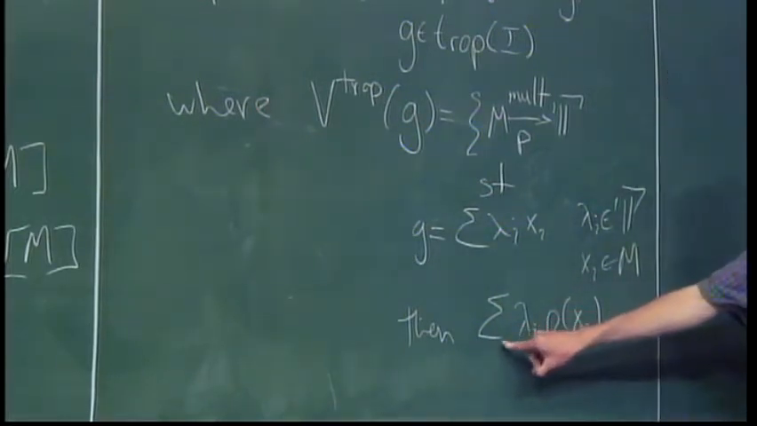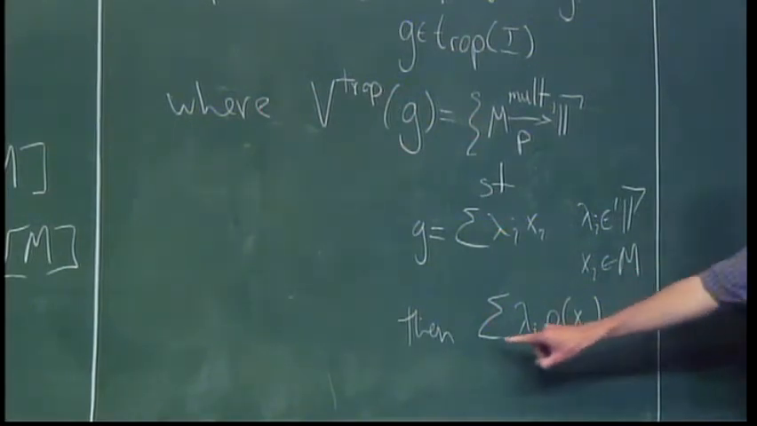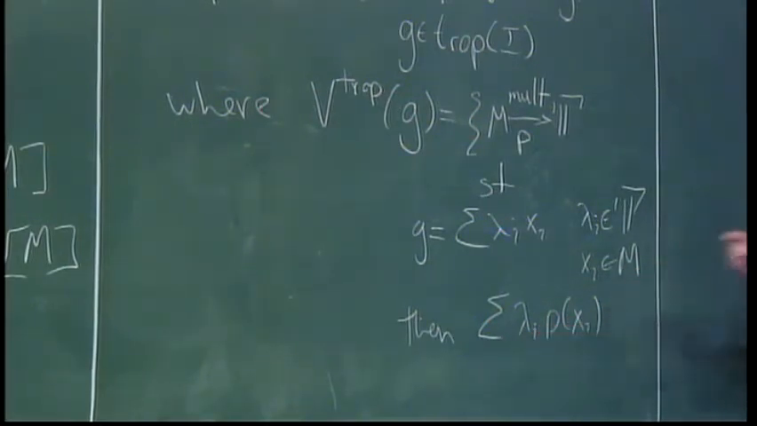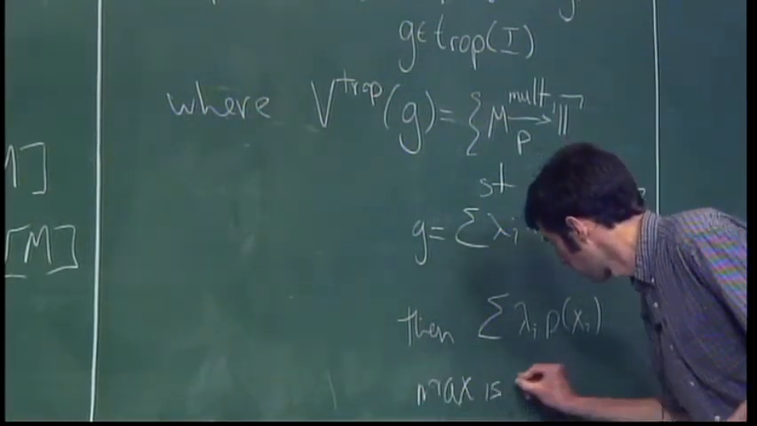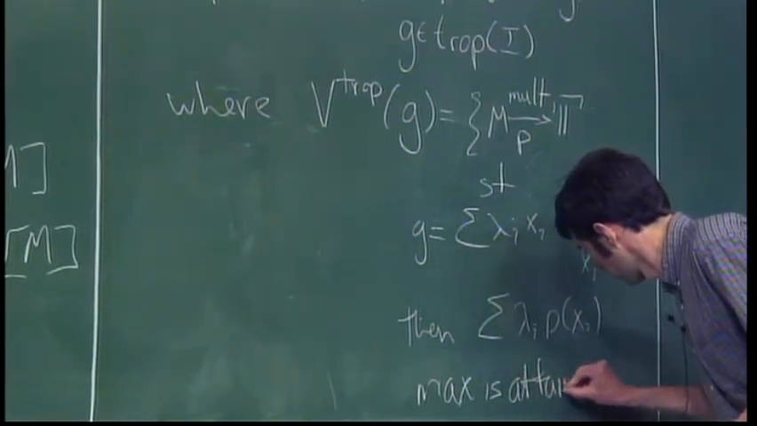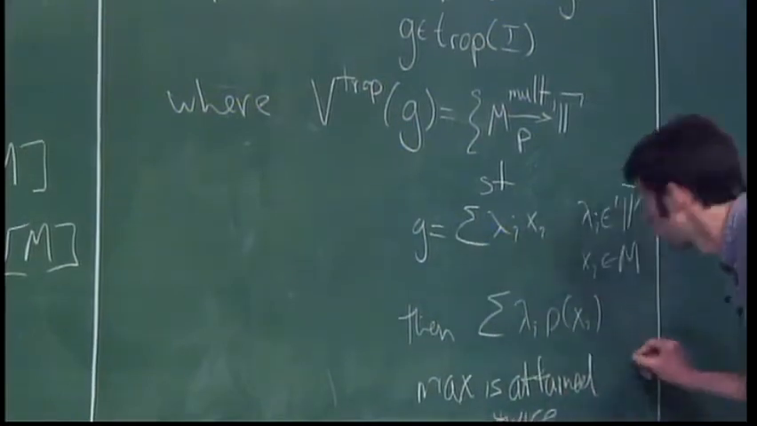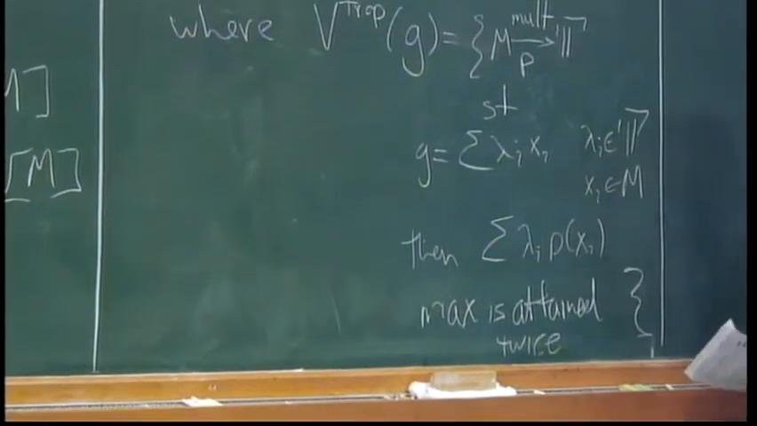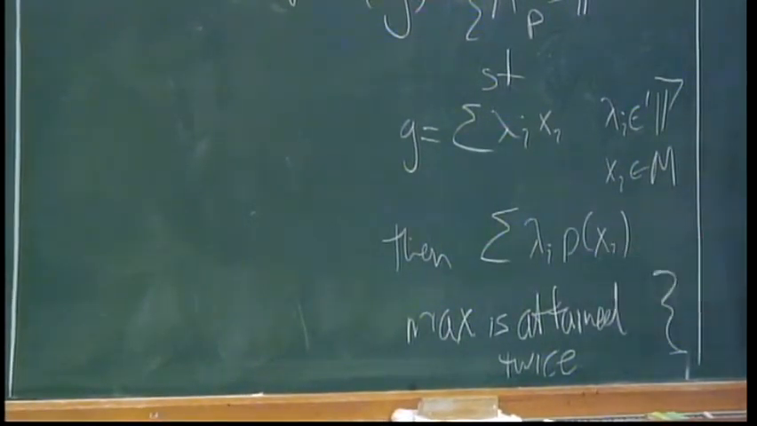So this is a sum of a bunch of tropical numbers, and of course tropical sum means max. The maximum is attained at least twice. And if there's only one term in there, then I also have to allow the possibility that the term is actually negative infinity. So maybe more accurately, I should say it tropically vanishes.